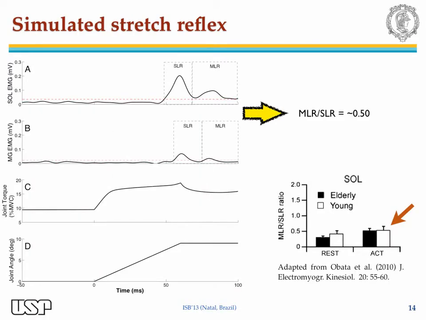This is a simulated stretch reflex for the soleus and medial gastrocnemius muscles, and you can see here in the EMG envelope that a short latency response is generated at approximately 50 milliseconds after the onset of the perturbation, and the MLR peak occurs at approximately 80 milliseconds after the onset of the perturbation. The ratio between MLR and SLR amplitudes is equal to 0.5, which is compatible with the experimental data from healthy humans, as you can see in this graph.